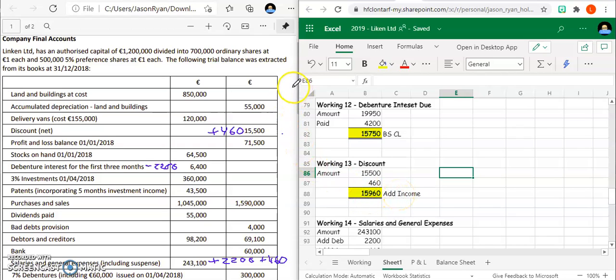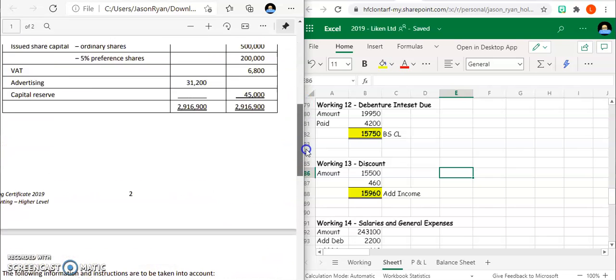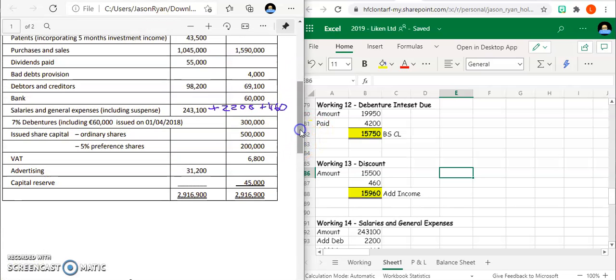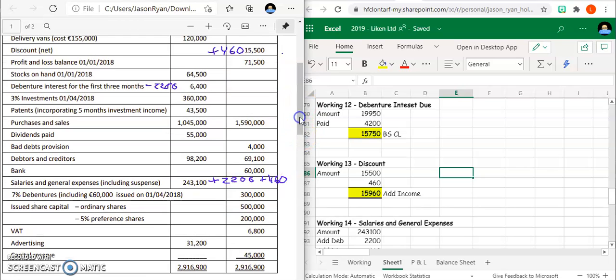And then we need to take the suspense out of our salary and general expenses, because it tells us in the question that's where it is. To take it out, we need to add on the 2,200 and the 460, because as we did the question, we realized that the debits and credits weren't equal. With the debenture interest, we should have paid less by 2,200, so our debit side is down. So we increased it to make debits and credits equal. The same then with your discount. When we add on the 460, our credits went up. So we need to add the 460 on the debit side to make sure it's equal as well. And that's how you do your suspense adjustment.